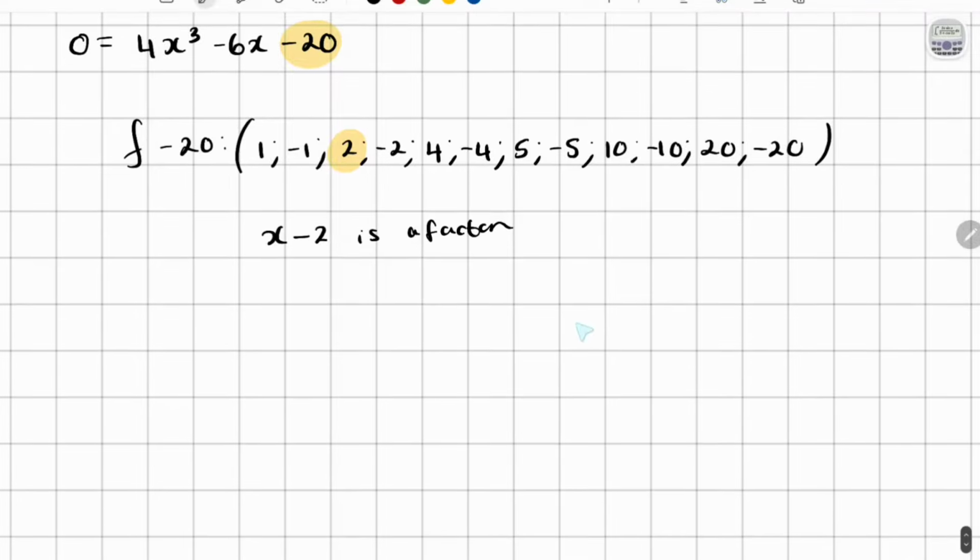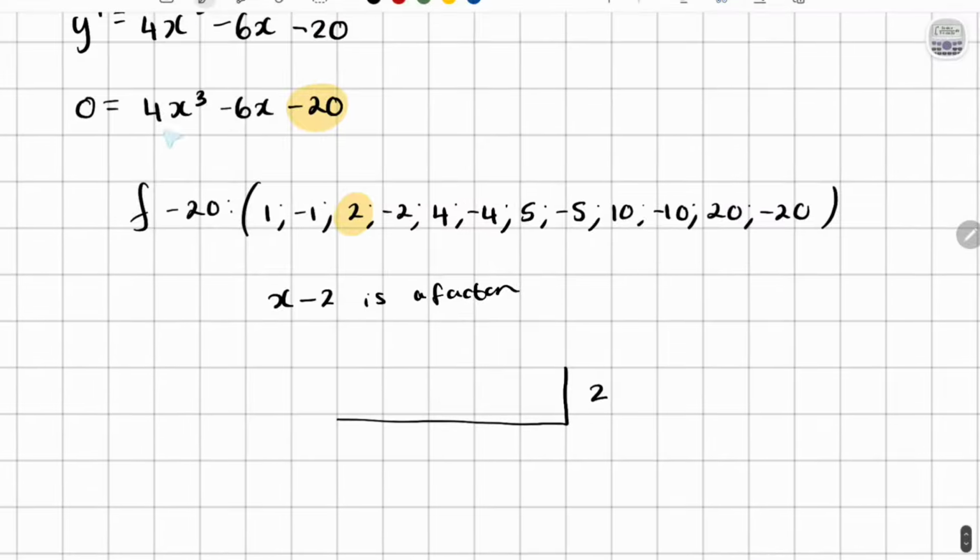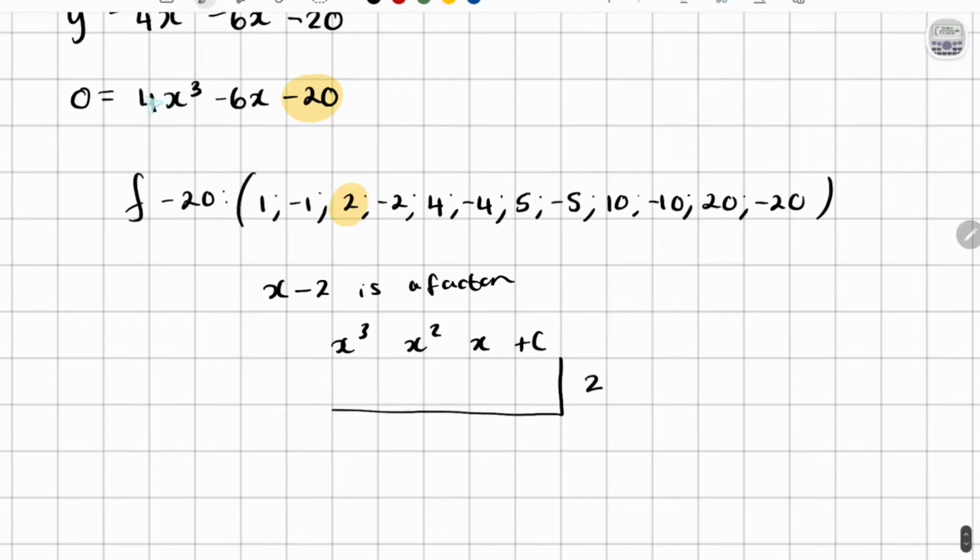Okay, then to factorize, we draw a letter L, but backwards. Then the number we put here is the one that worked, which was the 2. And then we're going to put the coefficient of everything we have here. But it must be in the order of x cubed, x squared, x, and your constant. That's the cubic part. So the coefficient of x cubed is 4. But we don't have x squared, so because it's not there, we're going to say it is 0. So we put 0 as the coefficient of x squared. Then the coefficient of x is negative 6, and negative 20 is your constant.